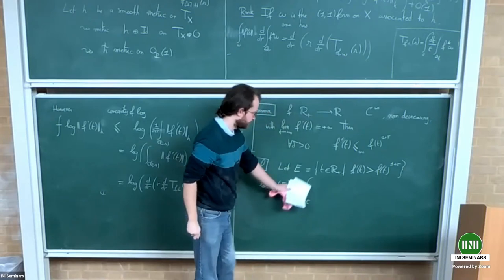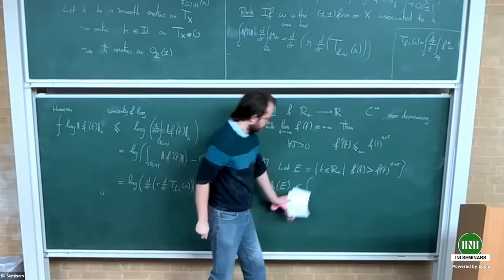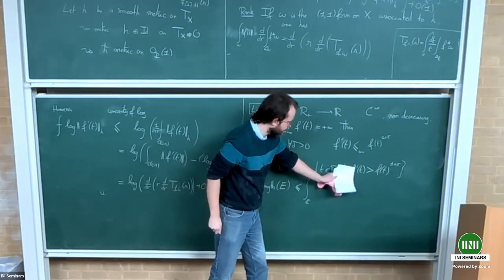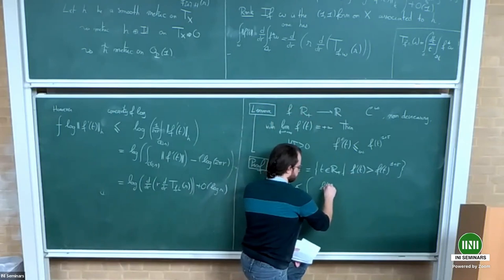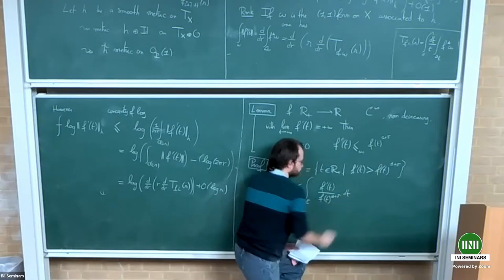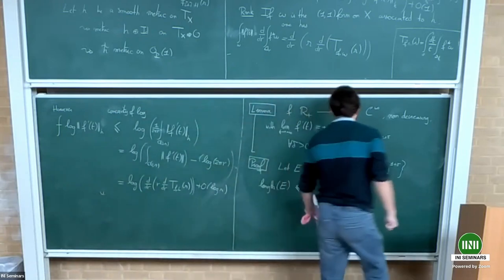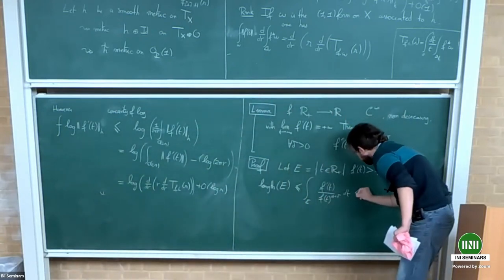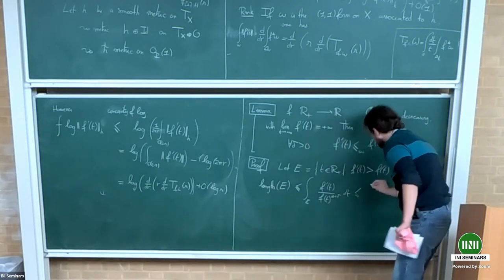the integral over E of 1. Well, this is the definition of this length. But on E, 1 is smaller than f prime of t divided by this. So this integral over E is, of course, smaller than the same integral over R plus, because everything is positive in this inequality by our assumptions.